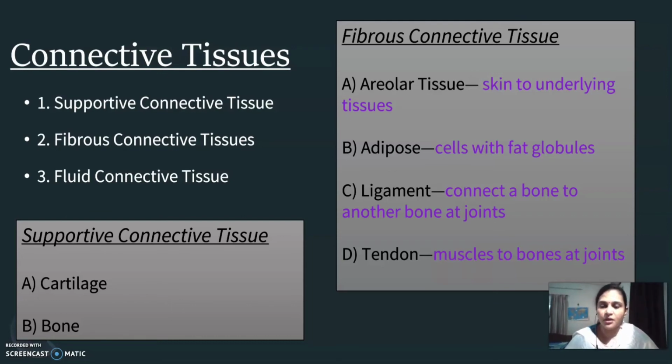So the areolar tissues are the connective tissues which connect the skin to its underlying tissues. Second is the adipose tissues. This contains the cells which are filled with fat globules. The third one is the ligaments, which connect bone to another bone at the joints. Okay, when one bone connects to another one at the joint, that is connected using the ligament tissues. That is why sometimes you must have heard of ligament fracture and all. The fourth one is the tendons, which connect muscles to bones at the joints. Okay, tendons connect muscles to bone at the joint.